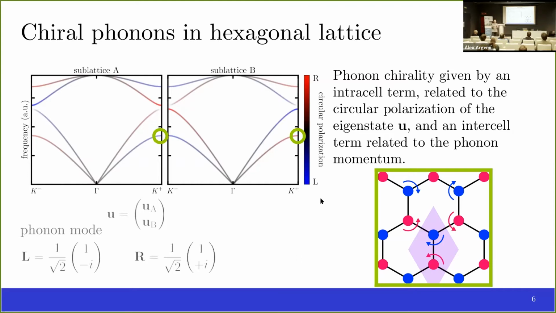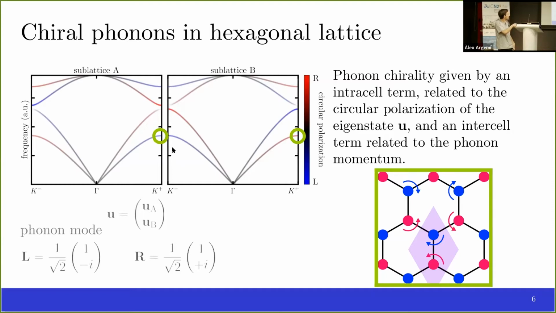So this circular polarization of each sublattice reflects a circular movement of the sites. So there's a term in the phonon chirality, which is intracell and is given by the eigenstates and by the circular movement of the sites. But there's also an intercell term, which is related with the phase difference of the movement in different unit cells.